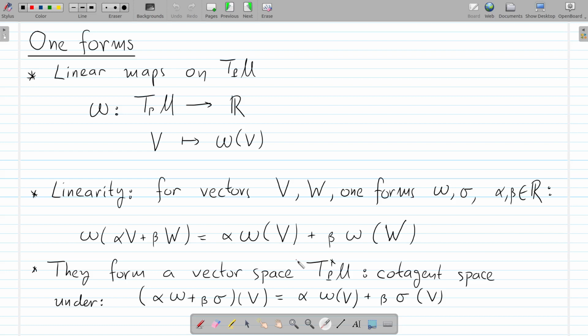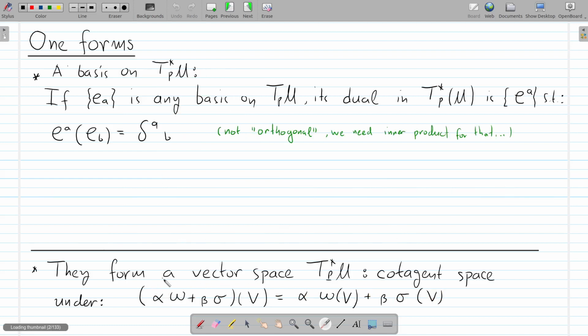The cotangent space is formed under the operations of adding one-forms and multiplying them by real numbers according to this equation shown here. And we will also show and construct bases on this space.